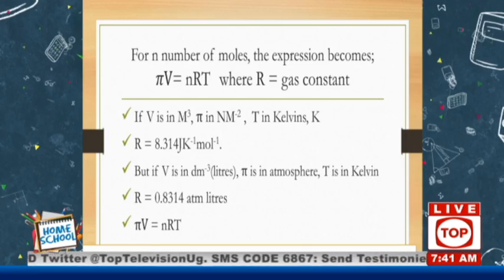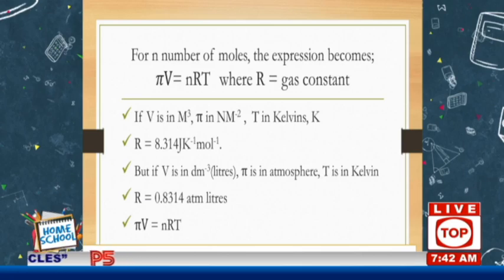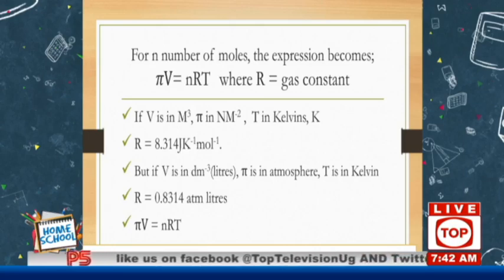Okay, so you can see that when we look at n number of moles, we get that expression, and that's what we have got on the blackboard. And if we have V in meter cubed, we shall have R as 8.314 joules per Kelvin per mole. Then pi should be in Newton per meter squared, and temperature should be in Kelvin.